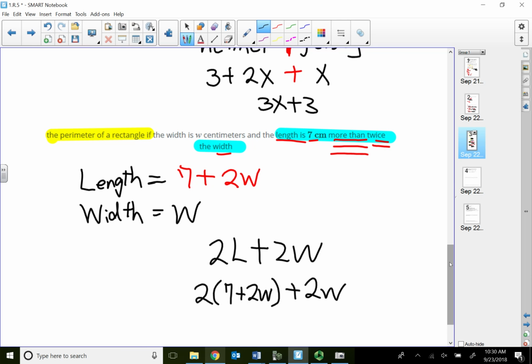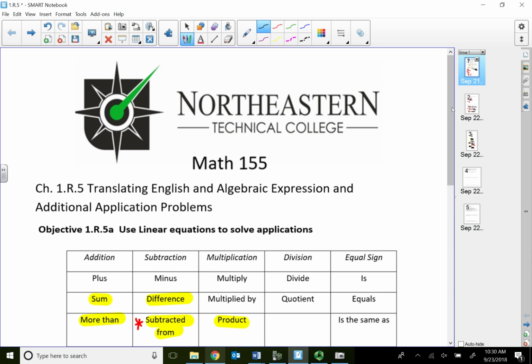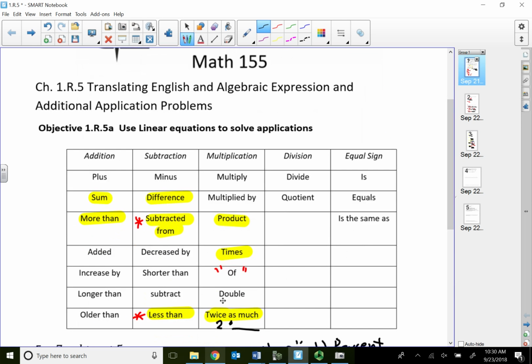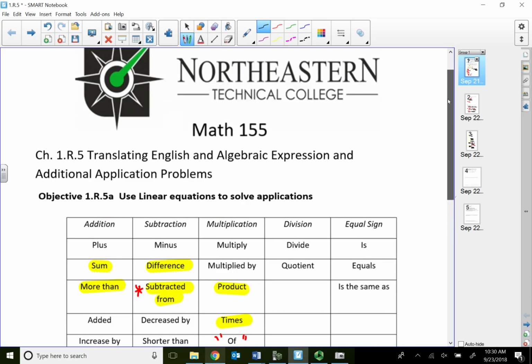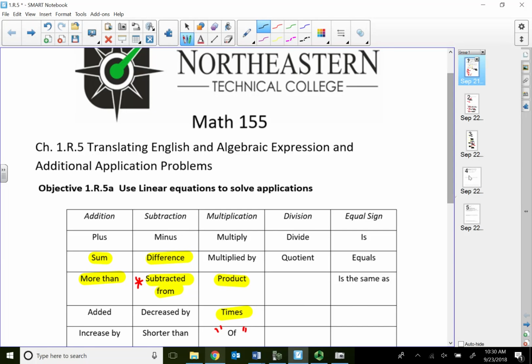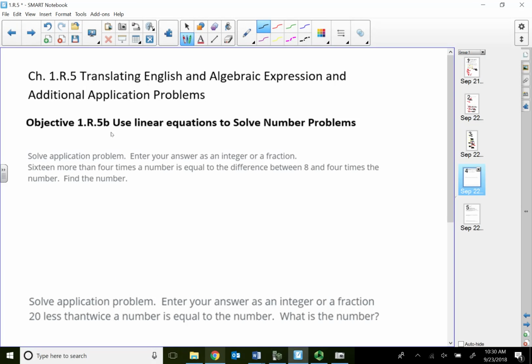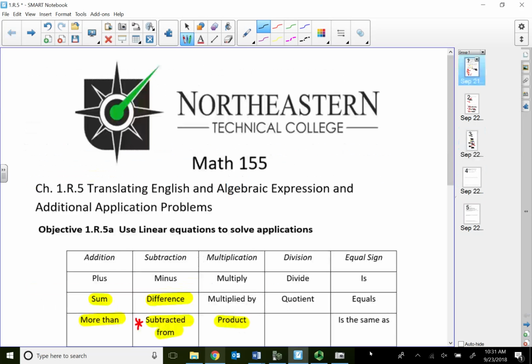All right, so in this lecture video, we looked at these translation words and used them to write out our algebraic expressions. In the next video, we will take a look at how we can use those translations to solve number problems. That will conclude this lecture video. Thank you for watching.